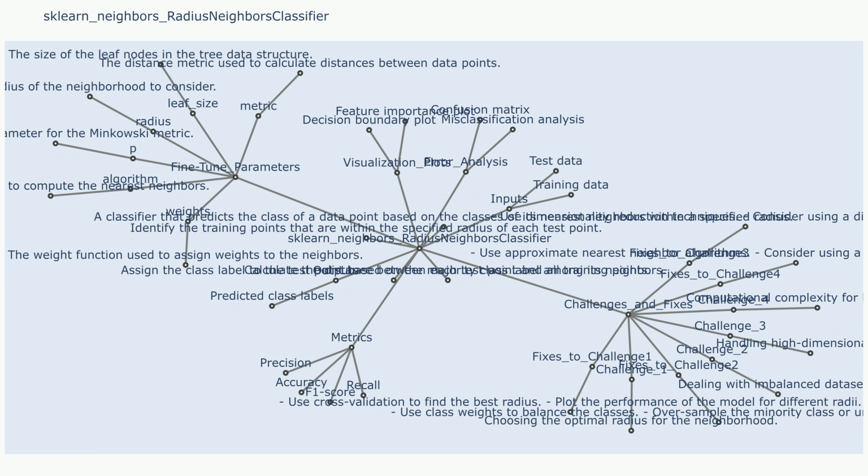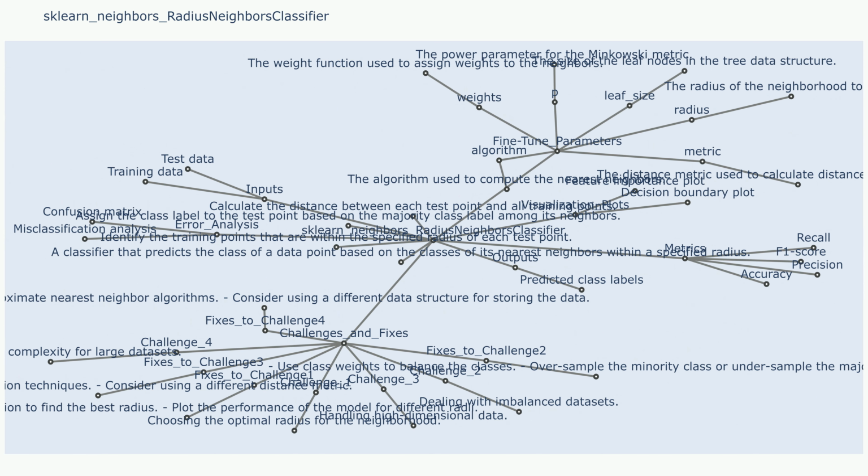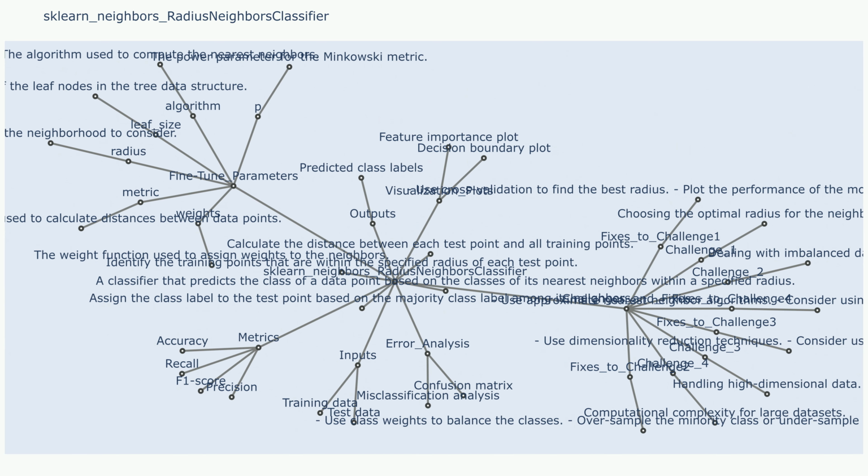Steps: Training. The model learns the neighborhood structure of the training data by storing all data points and their corresponding labels. Prediction for a new data point: the model finds all training data points within a specified radius. It then predicts the class of the new data point based on the majority class among its neighbors.